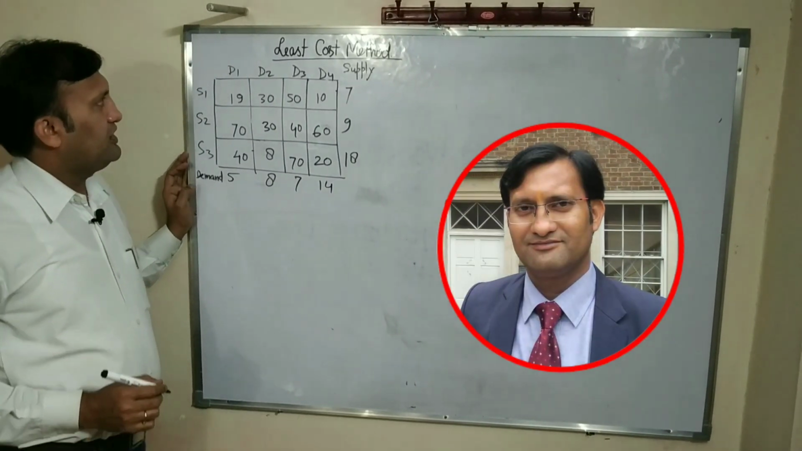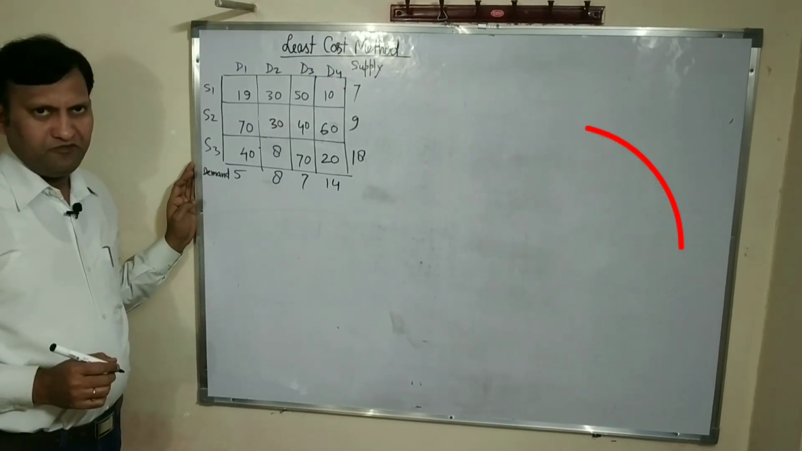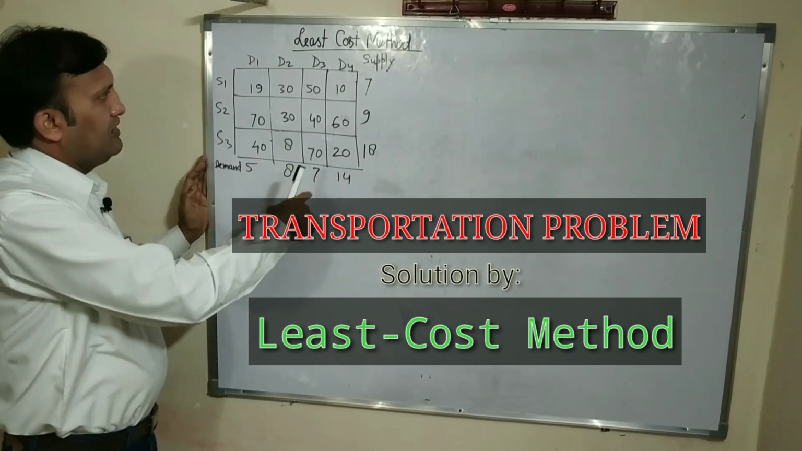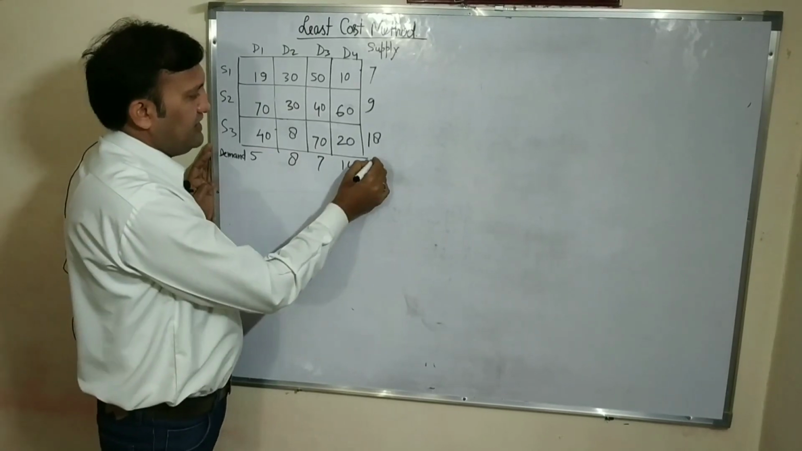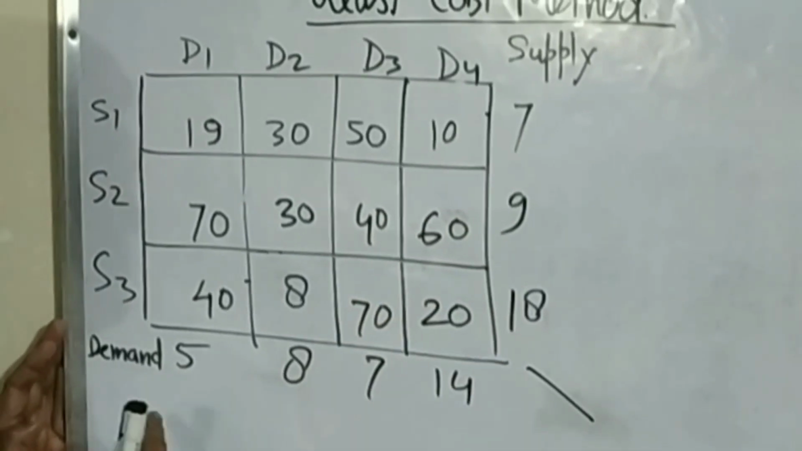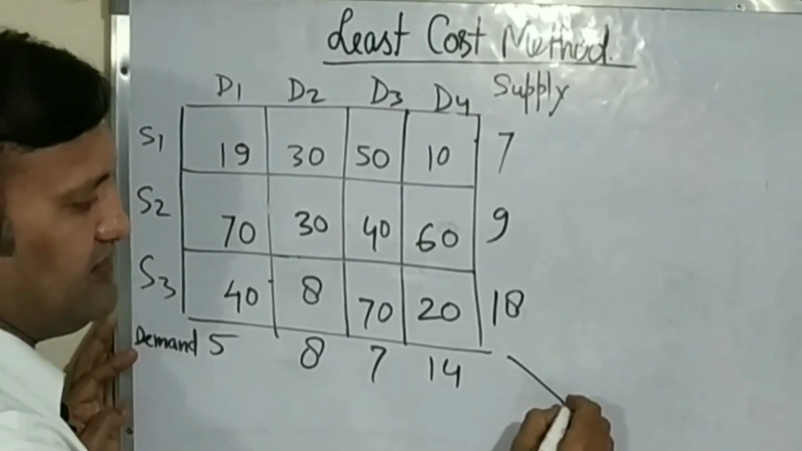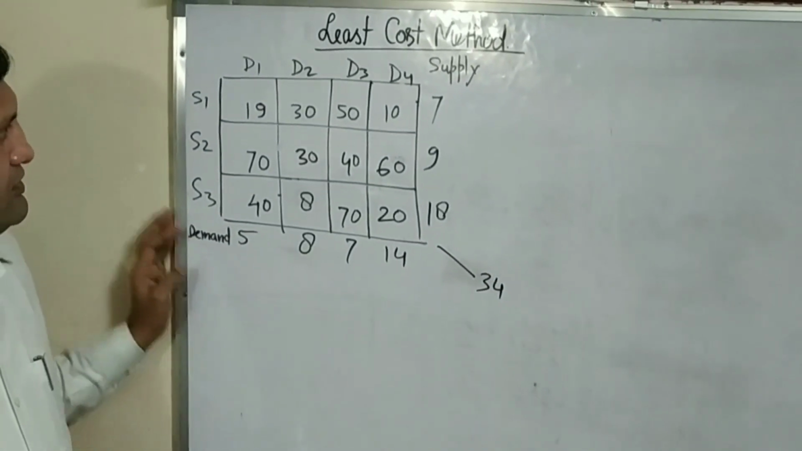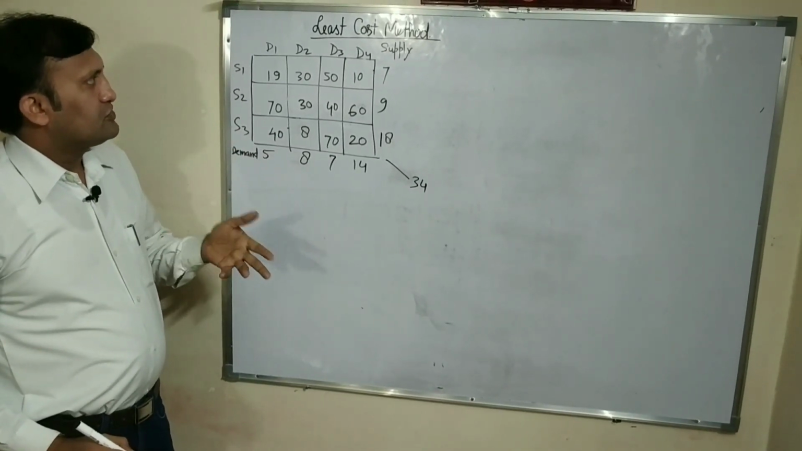So dear students, today we shall be discussing the least cost method of transportation problem. We can see over here there is a matrix in which there is supply and demand. First of all, we will be checking whether the transportation problem is balanced or not. What we need to do for it, we need to add the supply side as well as the demand side. We have added, and that comes to 34 from both the sides. So we can say that the transportation problem is balanced, and now we can move for further solution.